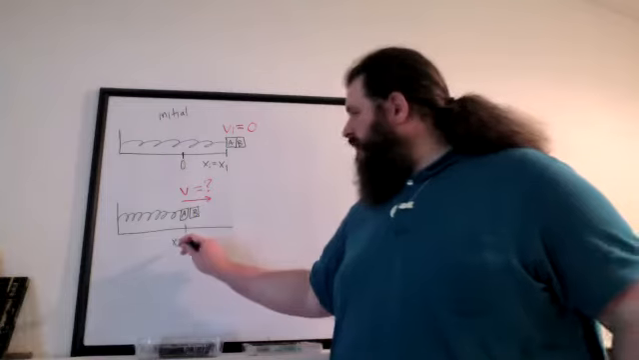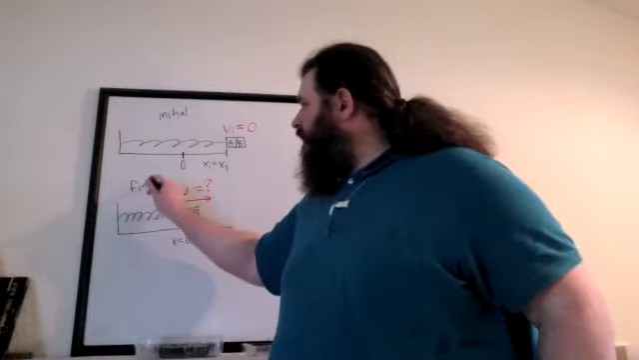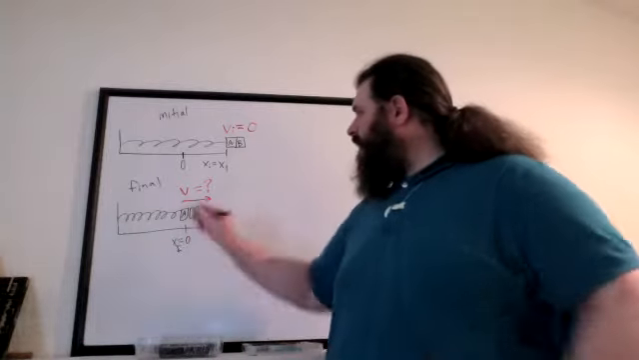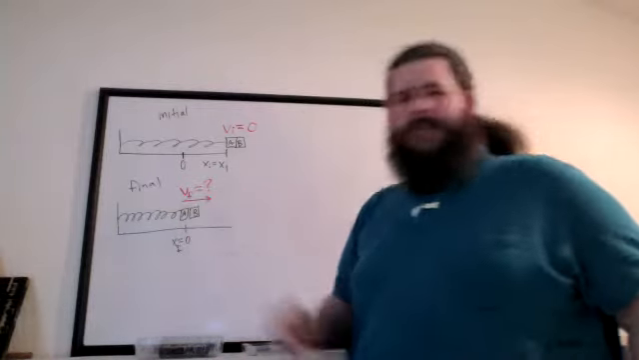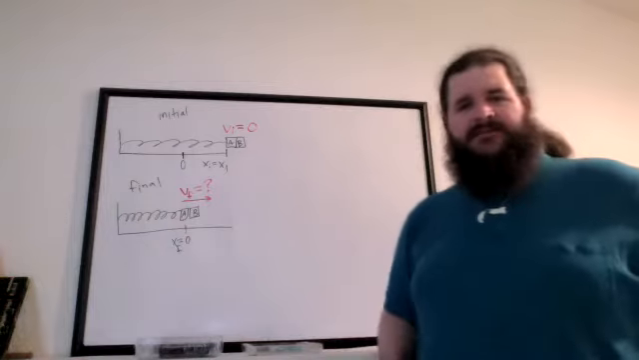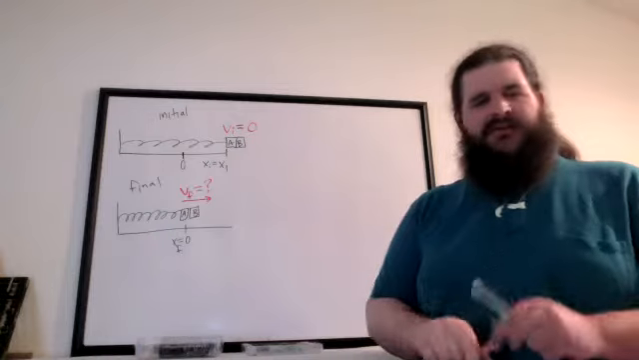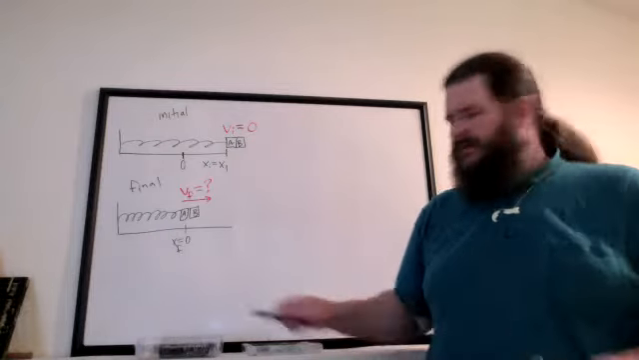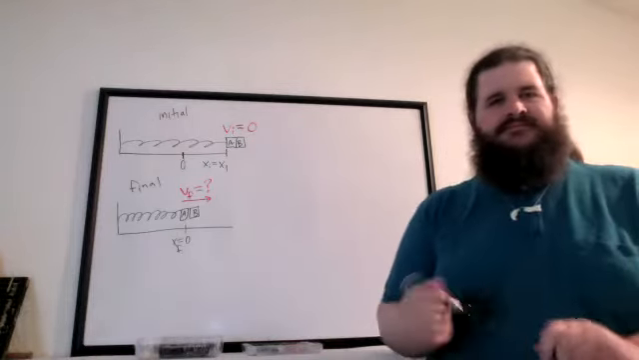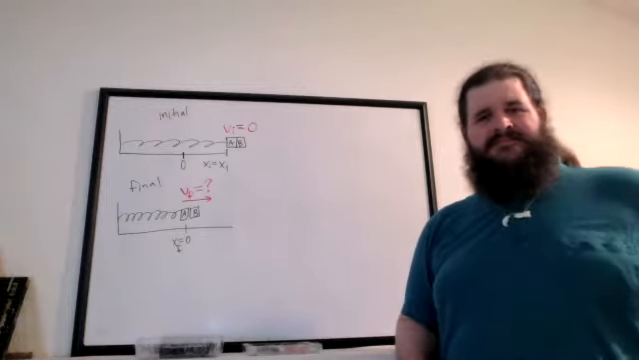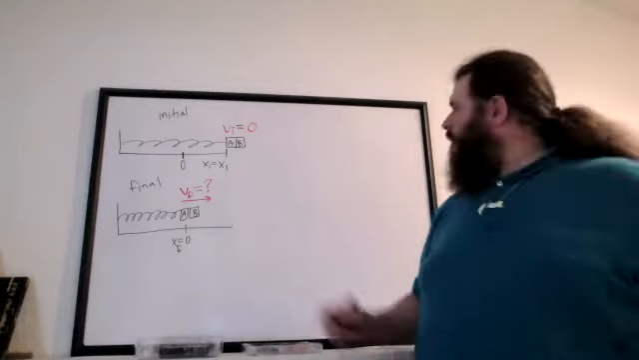So if we treat this as the final situation, x final is 0, v final is some unknown speed. And we want to find that speed. So what's changing from initial to final? What types of energy are involved here? So we have the potential energy of the spring mass system.